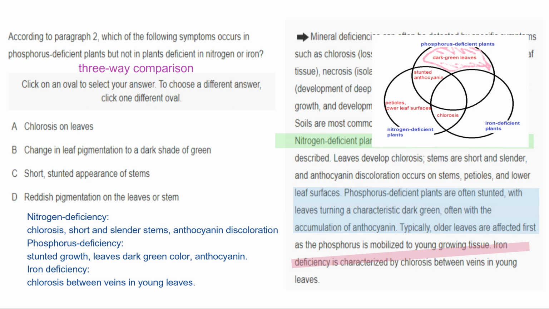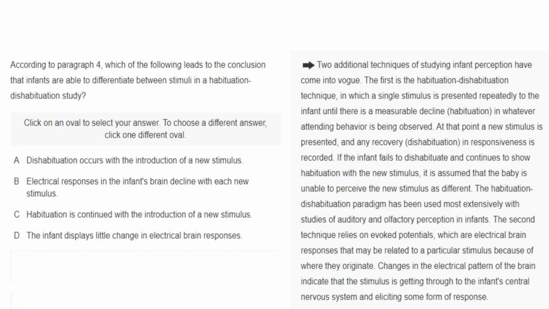shared with nitrogen deficiency. So, the answer is that leaves turning a characteristic dark green color is the symptom that occurs in phosphorus-deficient plants, but not in plants deficient in nitrogen or iron. So the answer is B, change in leaf pigmentation to a dark shade of green. Let's consider this rather challenging question.